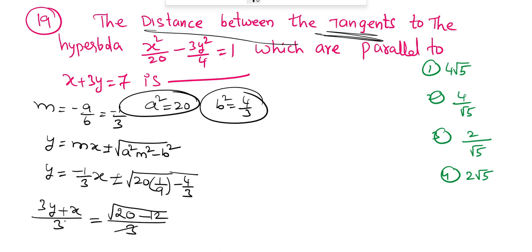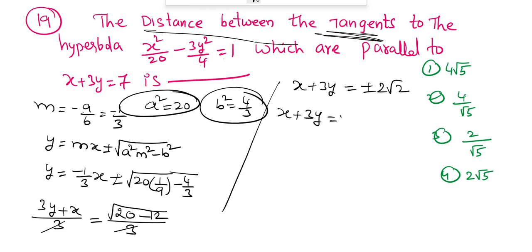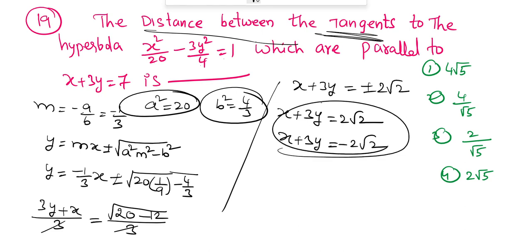So on both sides 3 cancels. So from this x plus 3y is equal to plus or minus root 8. This is 2 root 2. Therefore the first tangent equation is x plus 3y is equal to 2 root 2, and the second one x plus 3y is equal to minus 2 root 2. These two are the parallel lines.